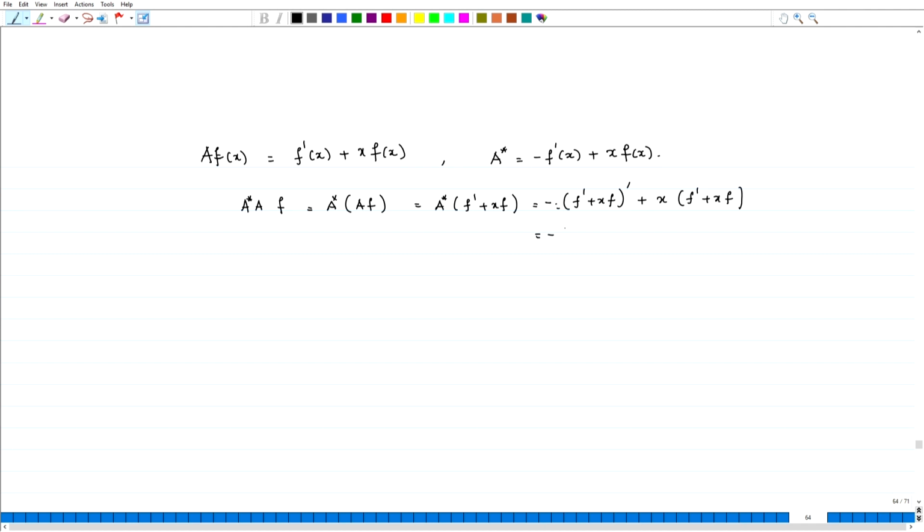So, this is equal to minus of f double prime, and then the derivative of x f is f plus x f prime, this is the first one, plus x f prime plus x square f. Now, this is equal to minus f double prime plus x square f, the x f prime terms cancel, minus f. This is nothing but L minus I acting on f. This is what our A star A f is.